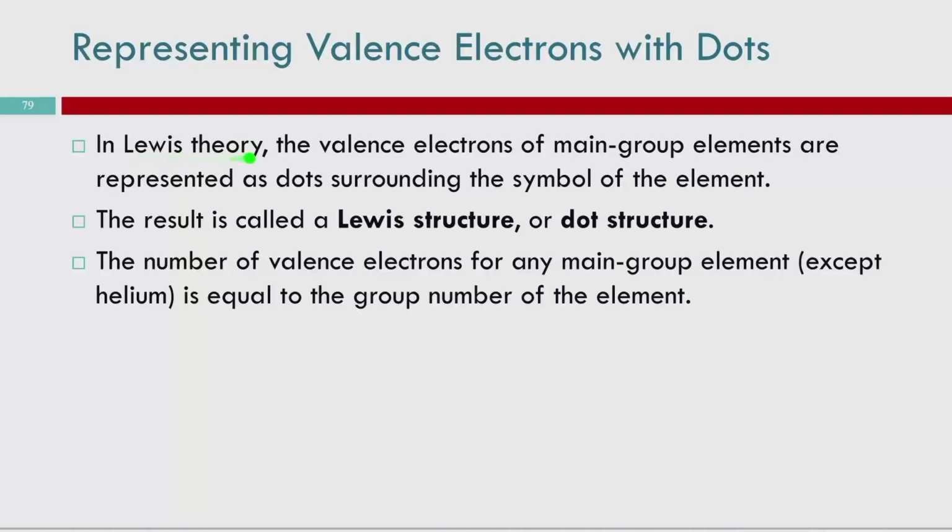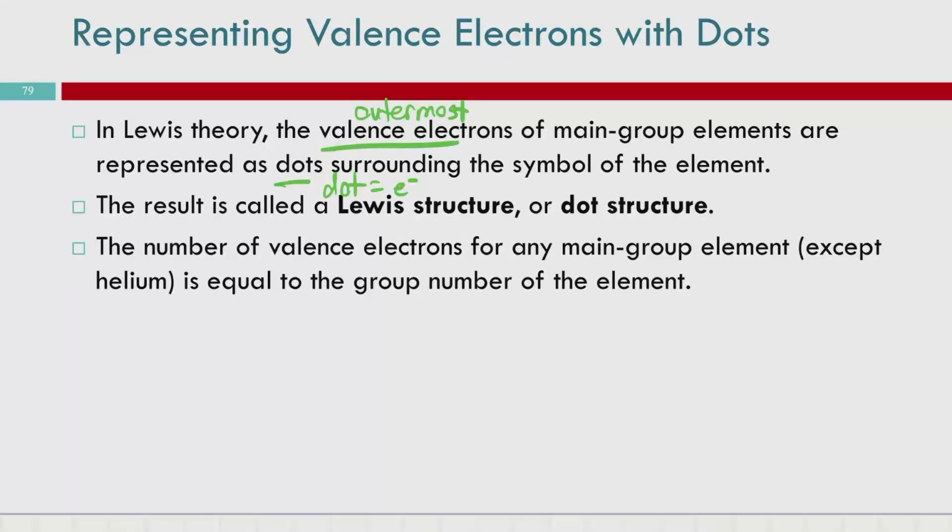Okay, so in Lewis theory, the valence electrons, the outermost electrons of main group elements, so we're ignoring our transition metal block, right? We're just looking at our main group elements, where the column number with the A designation, or if you drop the 1 in front, that's the number of valence electrons. Those are represented as dots. So a dot equals an electron, and we put them around the symbol of the element. The result is a Lewis structure or a dot structure, or sometimes called a Lewis dot structure.